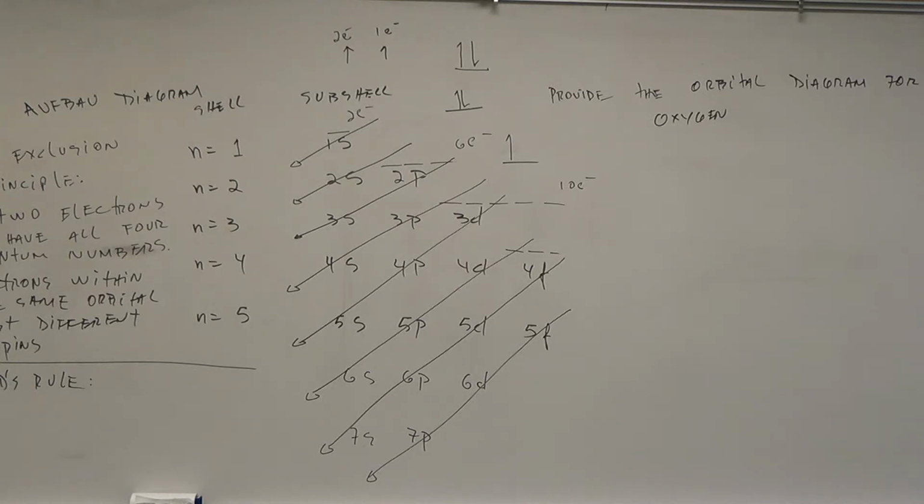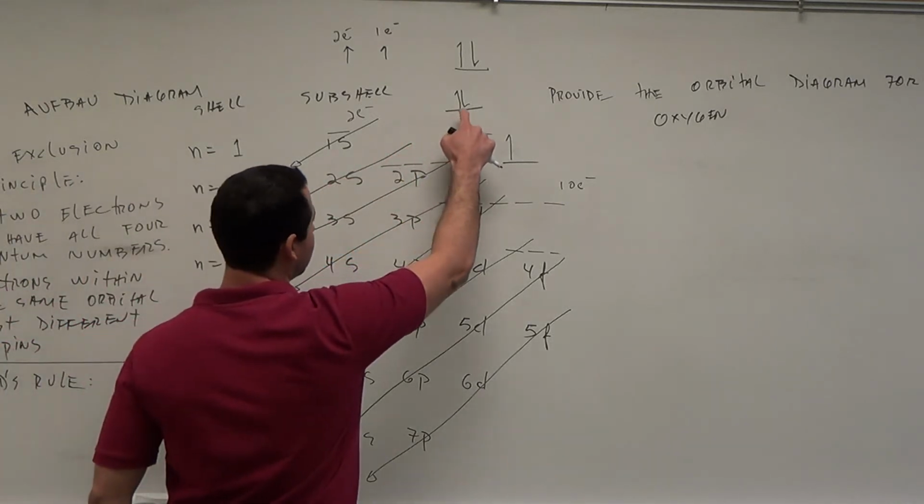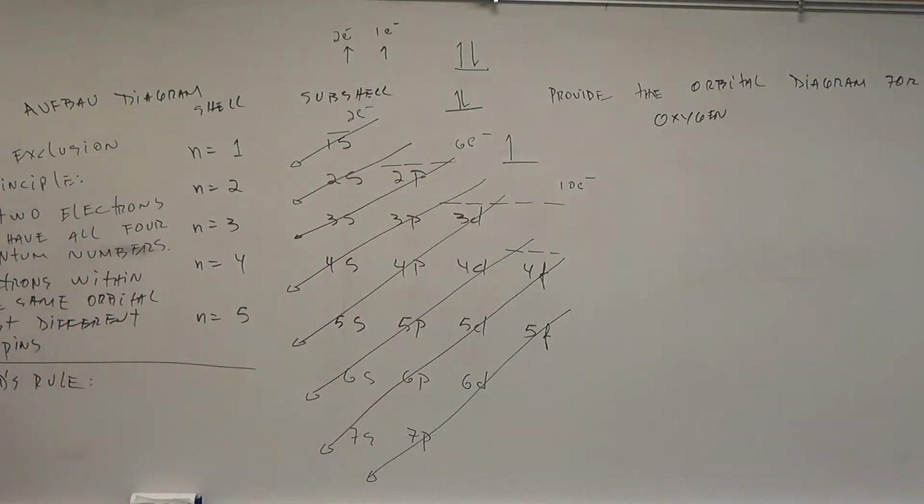Got it? Before you put the electrons together in the same orbital like this, you are going to put them in different orbitals with the same spin. Yes? Look at this picture. If you have a multi-orbital subshell, before you pair them, you are going to put them in different orbitals with the same spin.